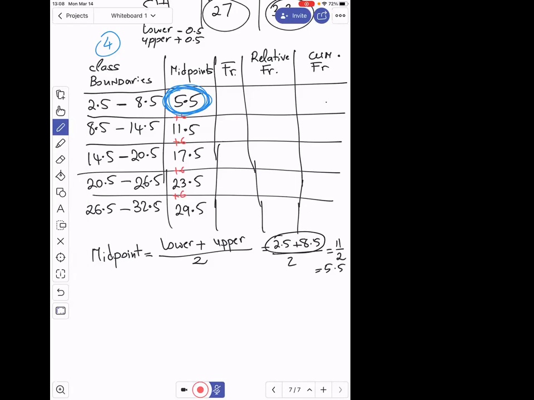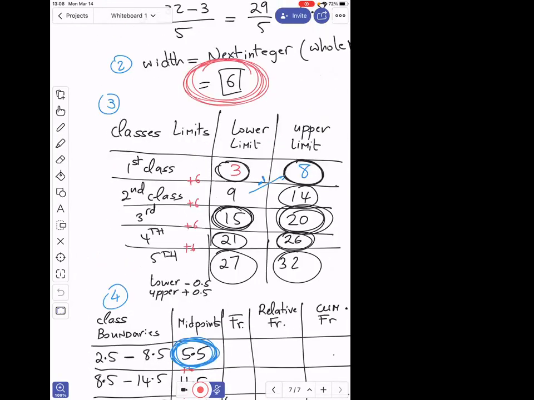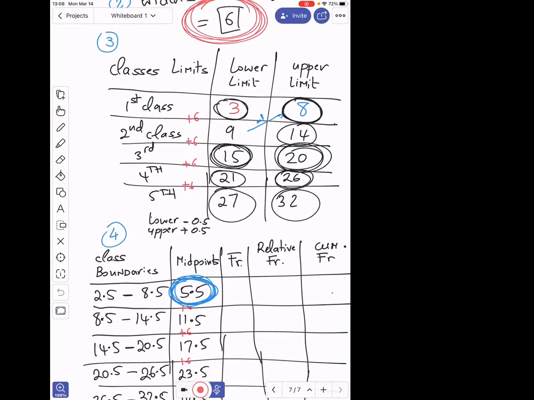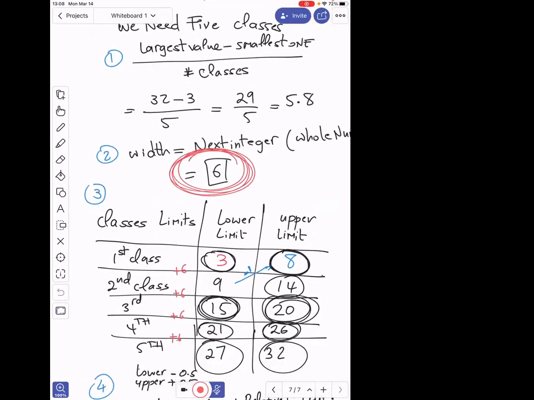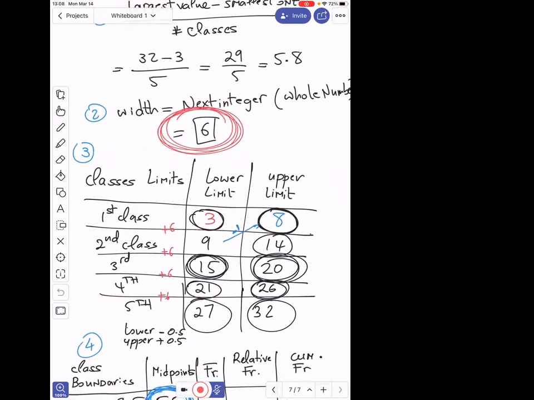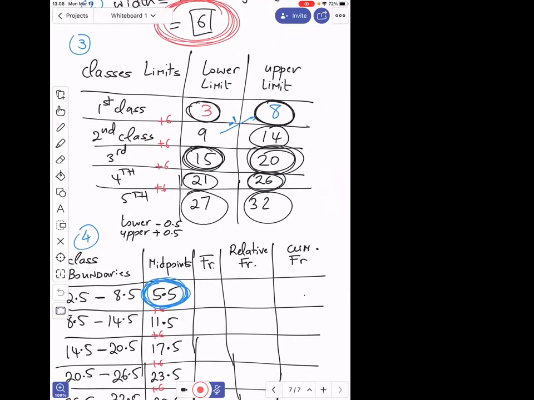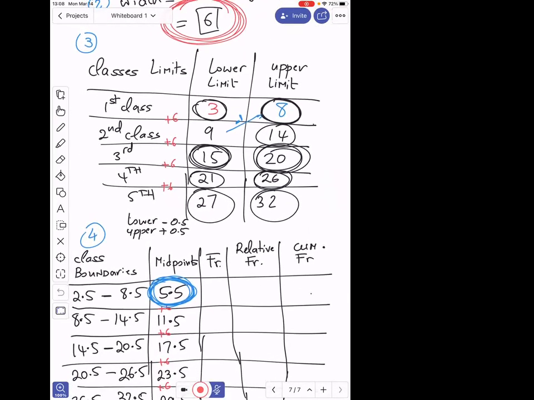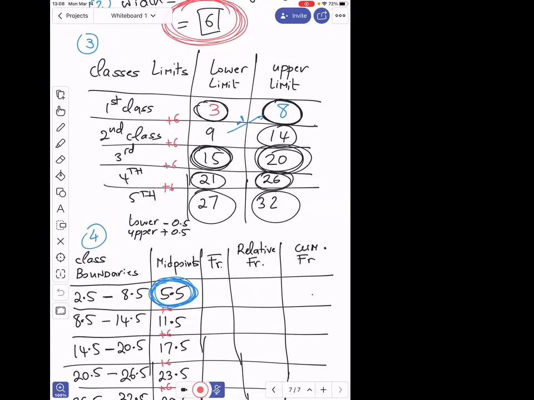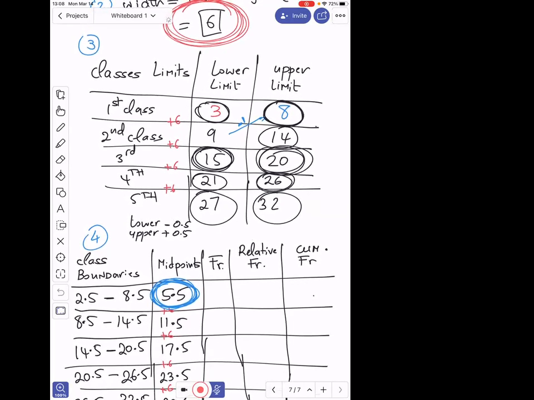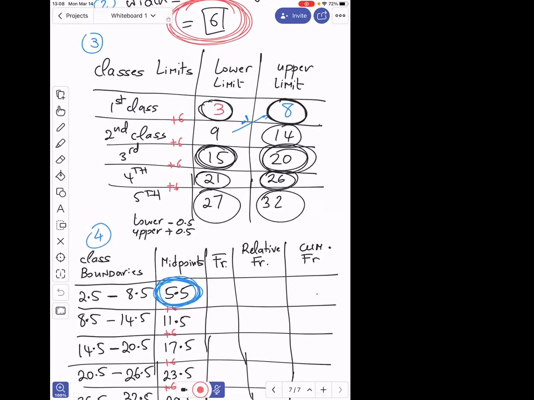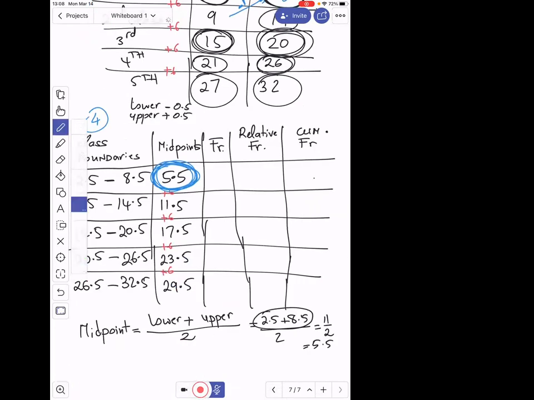Now, next we need the frequency. So frequency, of course, you count how many values are between the upper and the lower limit. So for example, first class is between 3 and 8. How many values are between 3 and 8? So we have 1, 2, 3, 4, 5, 6, 7, 8, 9, 10. I think 10. We have 10 values between 3 and 8.